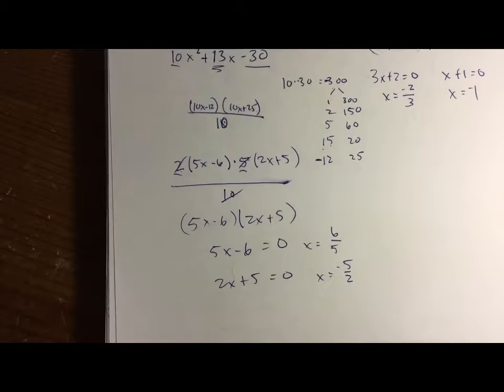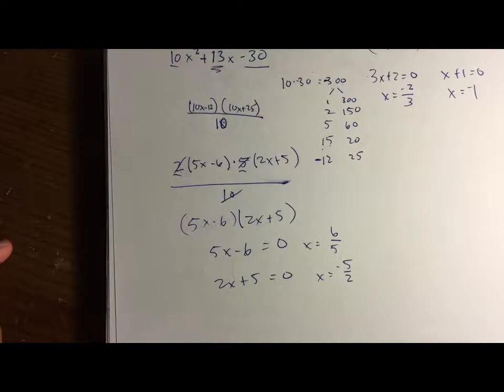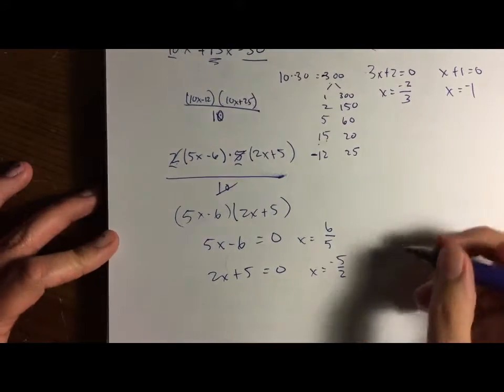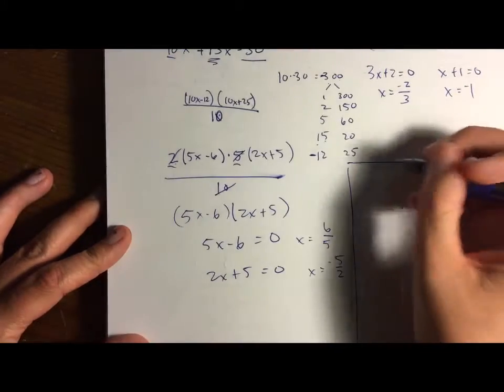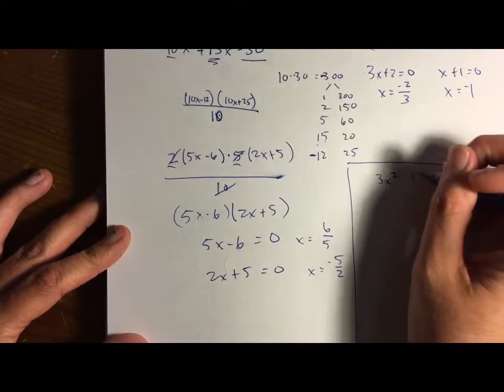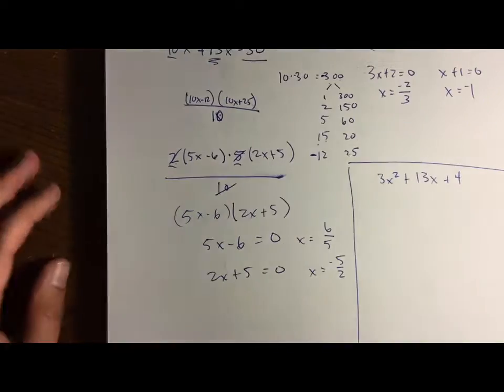Sorry, so there are the roots, or the x values, or the zeros of that equation. Easy peasy. Sort of. It is a couple steps, but it isn't the end of the world. It's easy-ish. All right, one more for you to do. Let's do 3x squared plus 13x plus 4, and hit pause.